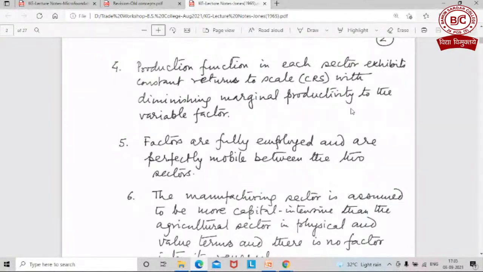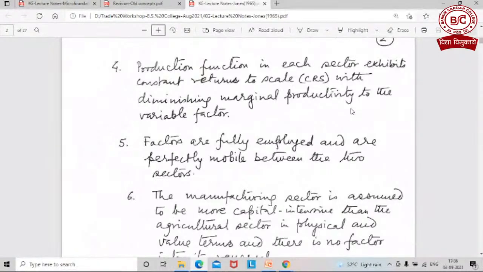Now comes a very important assumption. The manufacturing sector is assumed to be more capital intensive than the agricultural sector in physical and value terms. I'll explain the meaning. It means that always, whatever may be the wage rental ratio, KM by LM is greater than KA by LA.